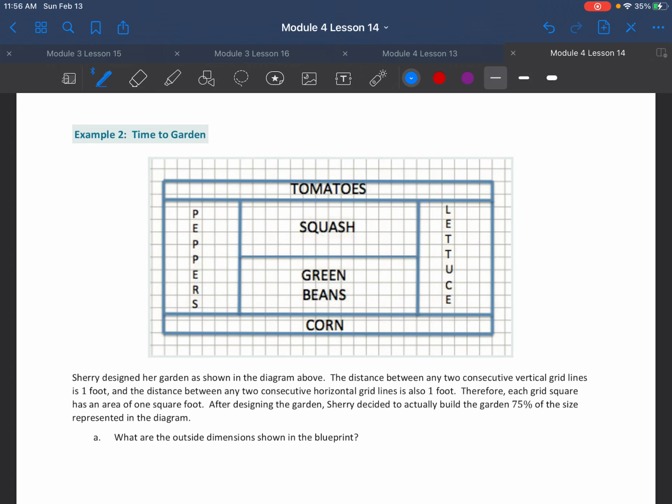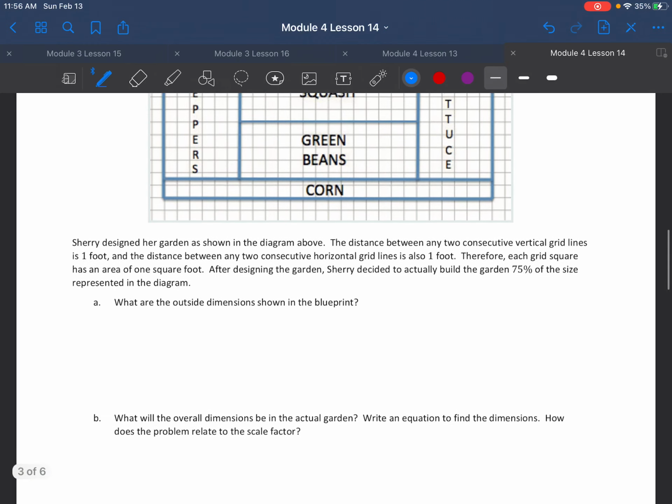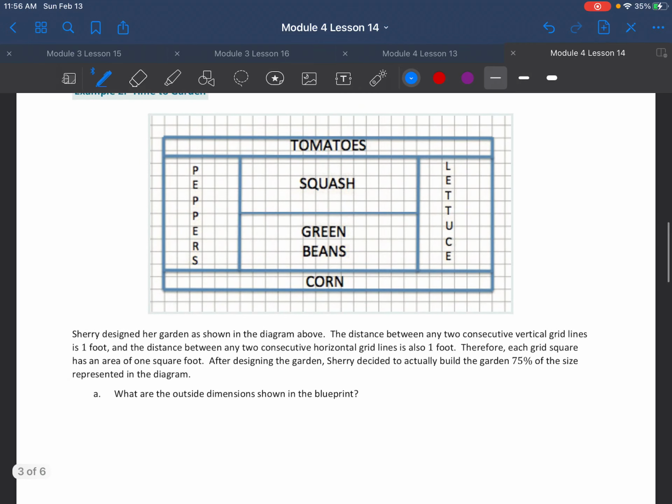Example number 2. In this example, Sherry has designed her garden as shown in the diagram above. The distance between any 2 consecutive vertical grid lines is 1 foot. The distance between any 2 consecutive horizontal grid lines is also 1 foot. Therefore, each grid square has an area of 1 square foot. After designing the garden, Sherry decided to actually build the garden 75% of the size represented in the diagram. What are the outside dimensions shown in the blueprint?